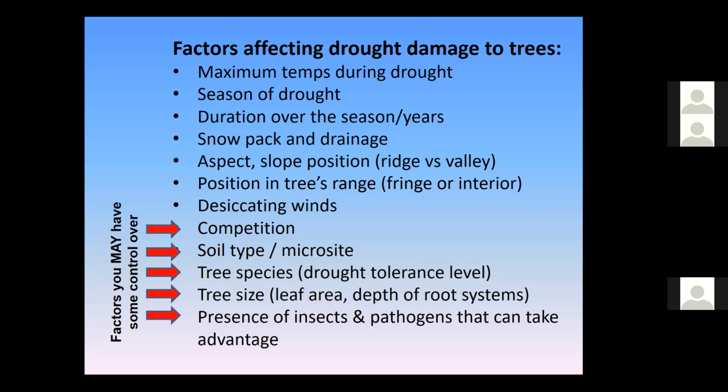So the bottom 5 there with the red arrows, these are things that you may have control over as you're managing your stand or planning a stand for planting and what you're going to plant and where you're going to plant it and how much you're going to plant. So the big one is competition. So the trees are competing for water, nutrients, they're competing for light. And so obviously the biggest issue with competition and drought is water. And so you want to make sure to give your trees room to grow.